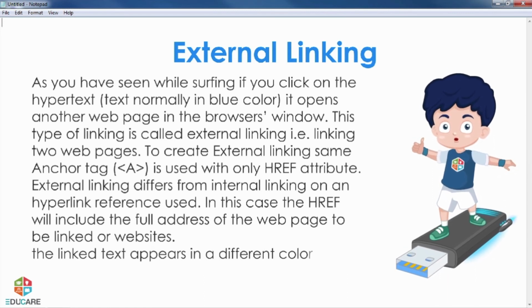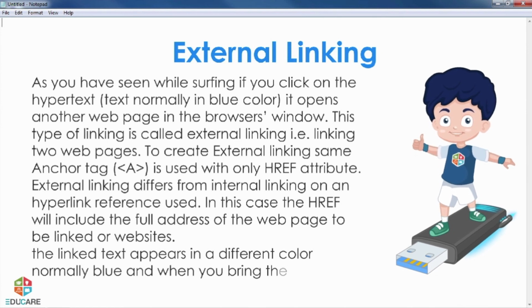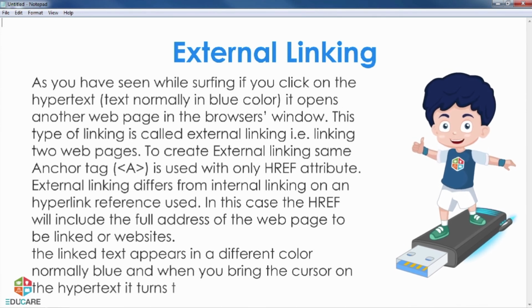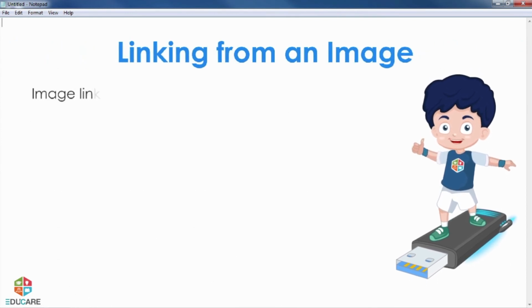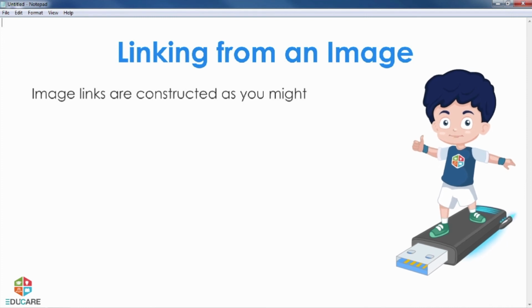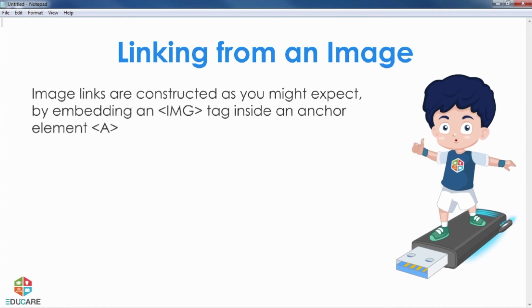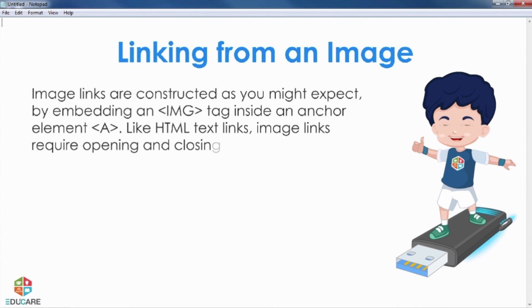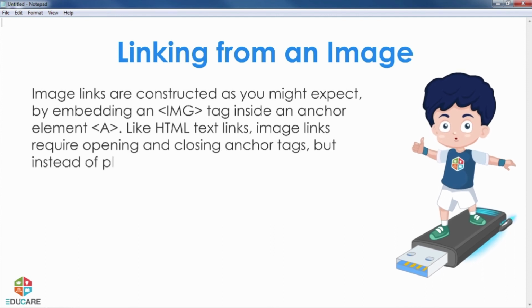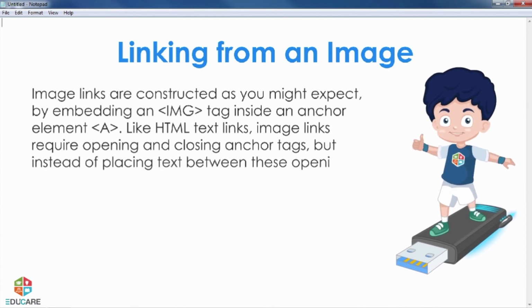Linking from an image. Image links are constructed as you might expect by embedding an image tag inside an anchor element. Like HTML text links, image links require opening and closing anchor tags, but instead of placing text between these opening and closing tags, the developer needs to place an image tag with a valid source attribute value, of course. Let us consider the example to link an image with text.